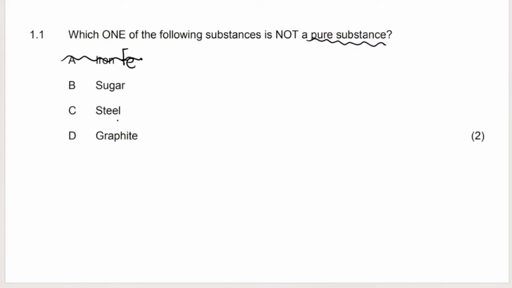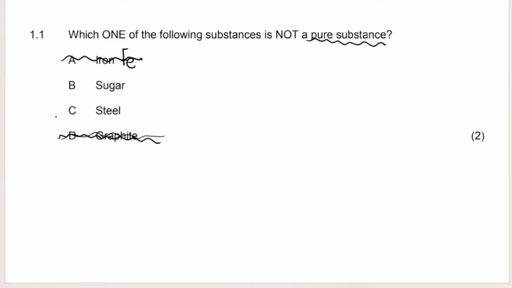Graphite's also another interesting and confusing one. But basically, what graphite is, it is a crystalline form of the element carbon. It contains rings of 6 carbon atoms. So graphite is also definitely a pure substance. Okay, it's a form of carbon.